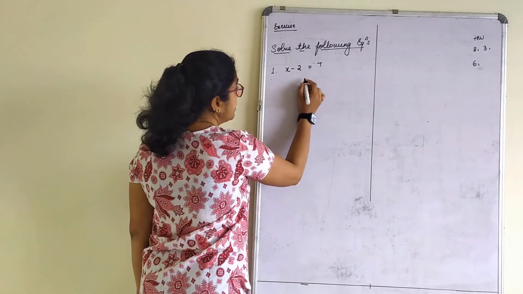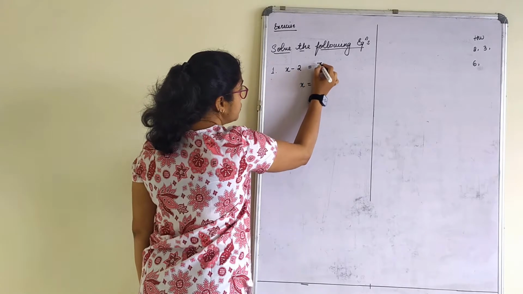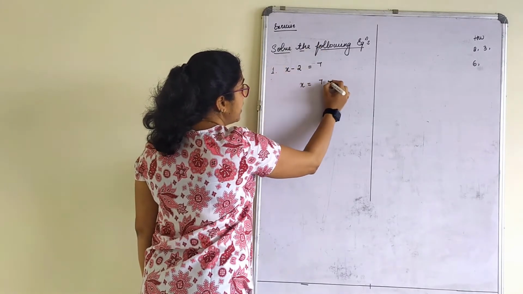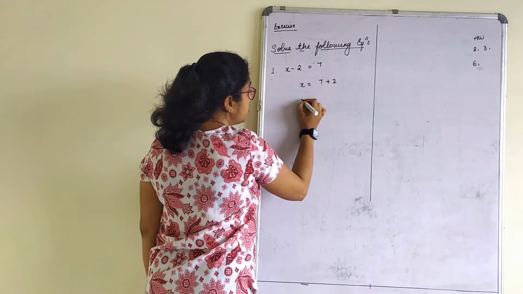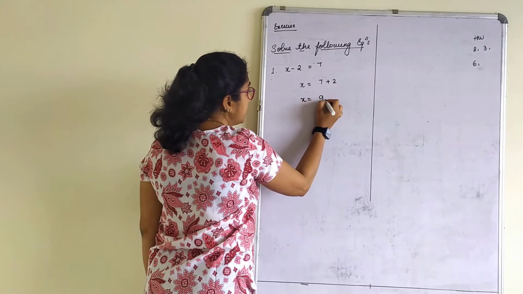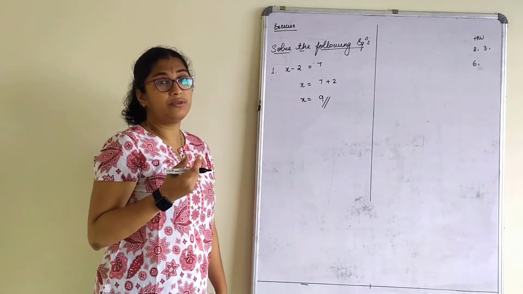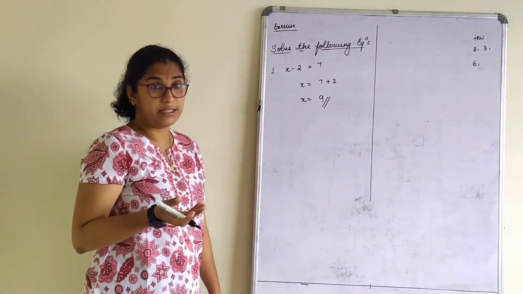So here what we write is x is equal to, write 7 as it is, transpose this minus 2 becomes plus 2, x is equal to 9. Sums are very simple in the first exercise. You only need to know the transposing rules here.